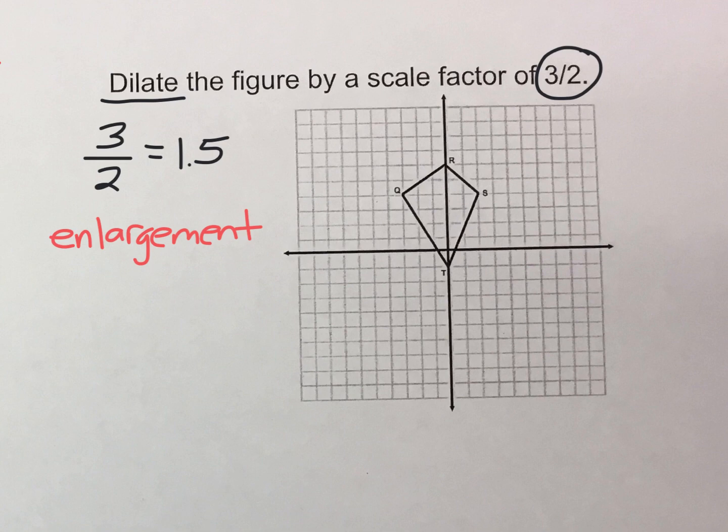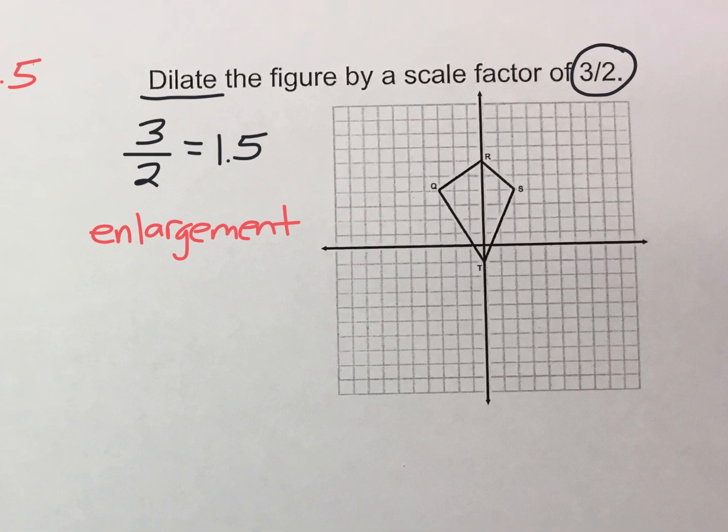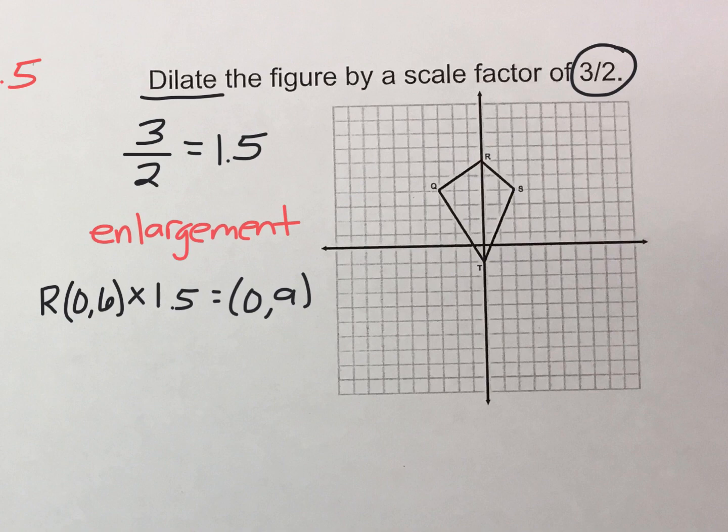So if I have R, what are my coordinates for R? 0, 6. Since we're getting bigger, what do I need to do to get my new one? Multiply by 1.5. What's 0 times 1.5? 0. What's 6 times 1.5? 9. And then plot it. 0, 9. And then you would do that to each point. Again, is it okay if they don't end up exactly? Yes. Okay.